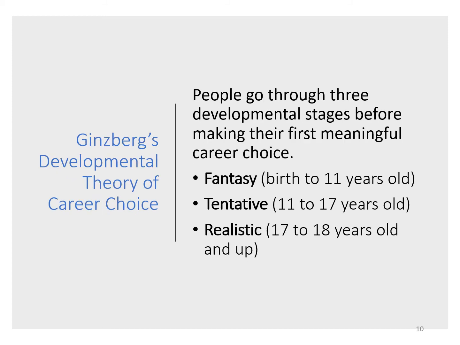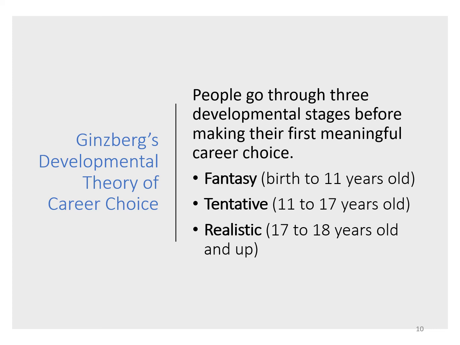Ginsberg's developmental theory of career choice maintains the belief that people go through three developmental stages before making their first meaningful career choice. Because he was initially criticized for being too simplistic, he later developed substages. Only the major stages are covered in this unit. They are fantasy, birth to 11 years old. In this stage, children base their career choices around fantasies about what it's like to be an adult, with little consideration of their personal abilities or job requirements. Career goals in this stage are usually unrealistic.